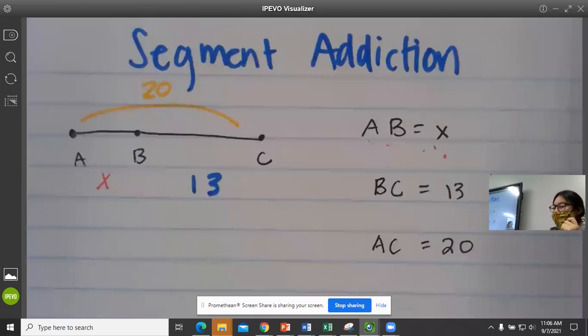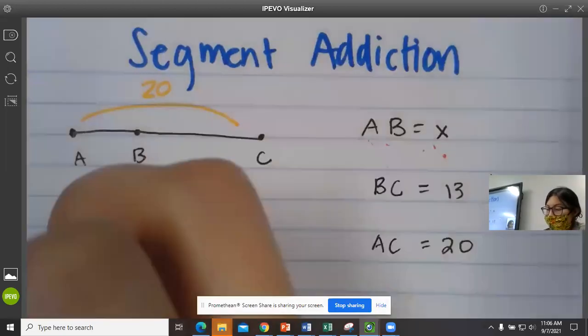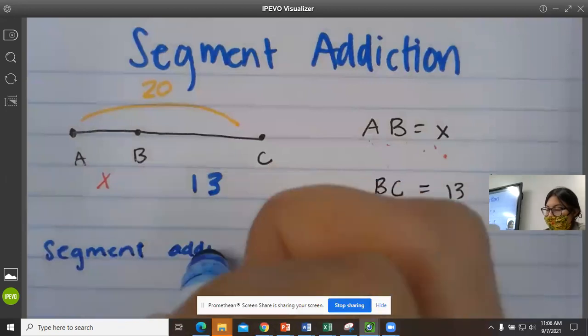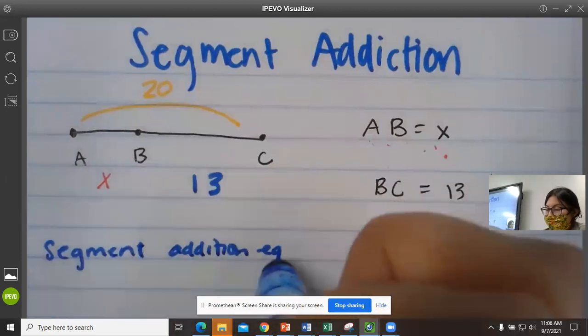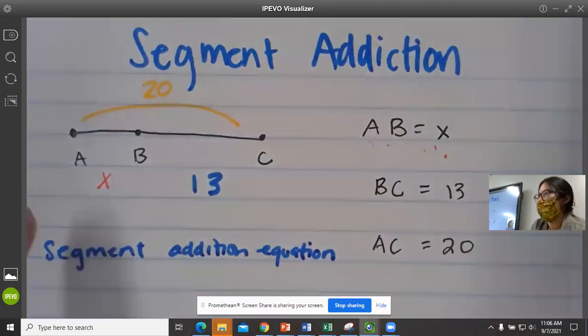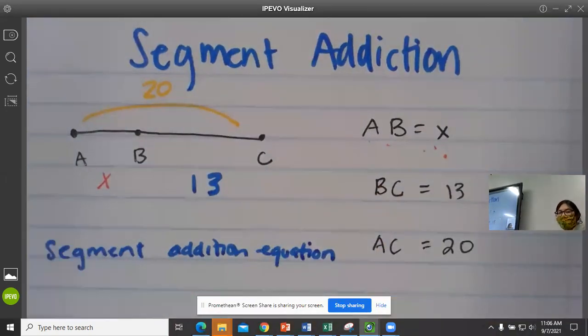All right, so what we're going to do next is now we're going to do the segment addition equation. So your test will be pretty much the same thing like this. It'll be like probably multiple choice, so it'll say, is this labeled correctly? And you'll put yes or no.